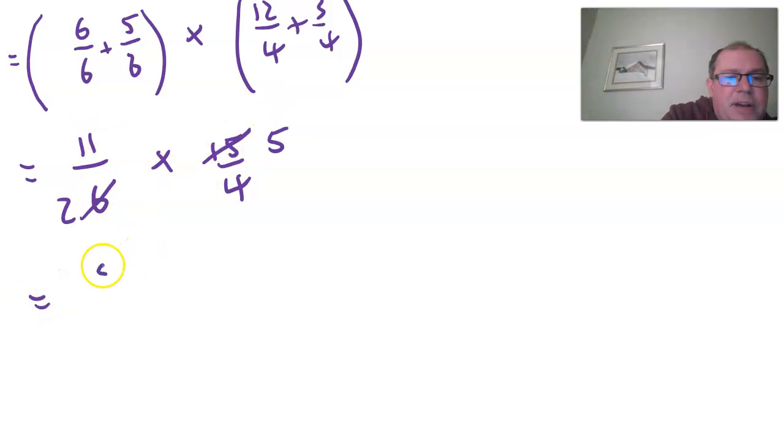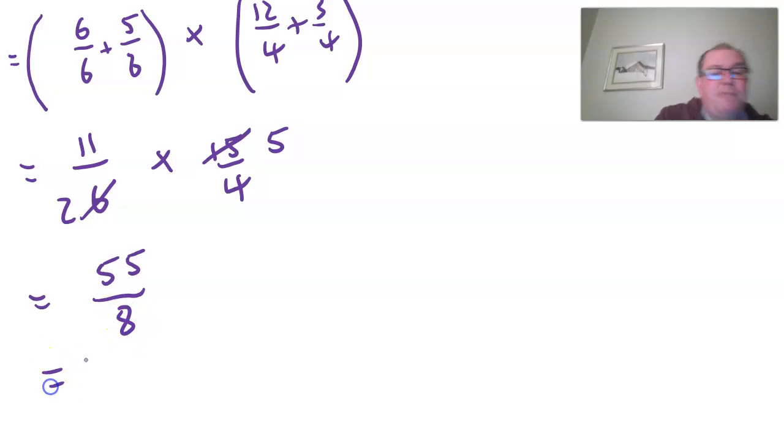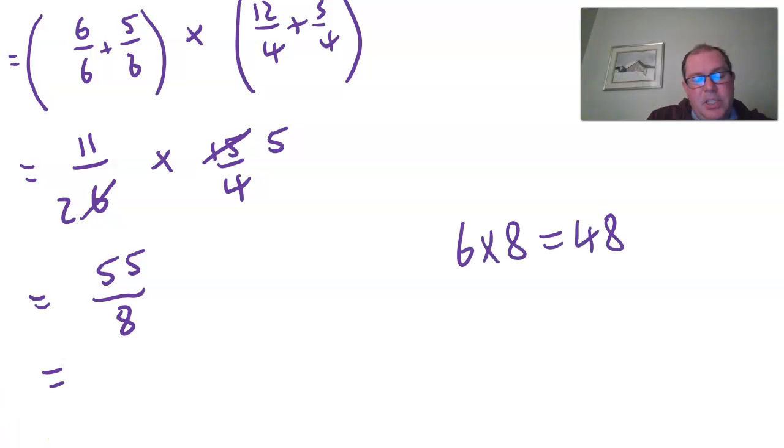So 11 times 5 is 55. Divided by 2 times 4 is 8. And I'm left with 55 divided by 8. So how many times does 8 go into 55? Well, have a think about that.